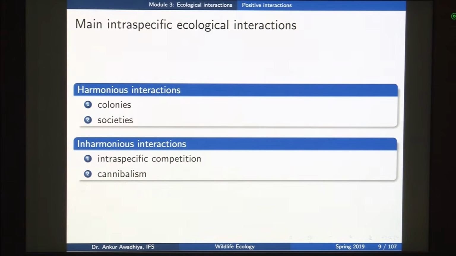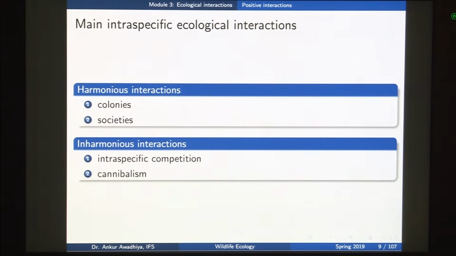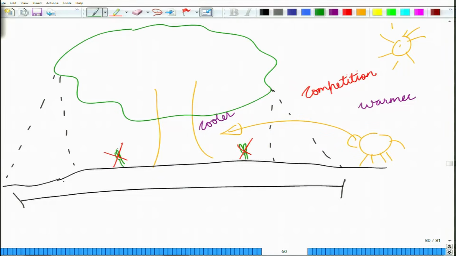Now, if we look at different intraspecific ecological interactions, we see harmonious interactions in the form of colonies and societies that we will look at in greater detail in this lecture, and there are some inharmonious interactions such as intraspecific competition and cannibalism. Now, intraspecific is within the species, so there is some competition. When we were looking at the previous example, in this example, if this tree, this plant and this tree belong to the same species, then the kind of competition that is happening here will be called an intraspecific competition.